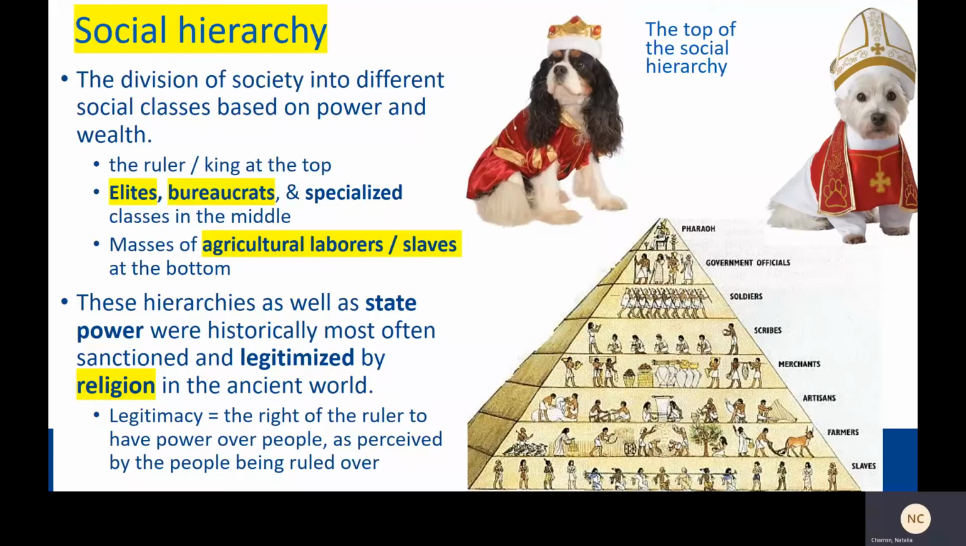These hierarchies and state power generally, through history, were most often sanctioned and legitimized by religion, meaning that often the king will claim some sort of religious basis for his power. I'm king because God says I'm supposed to be. And hey, look over here, there's a priest who's also towards the top of the social hierarchy who says that this is true. And because you all believe in the same religion, you're going to believe me when I say it, is kind of how it worked.